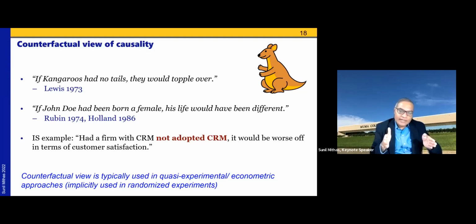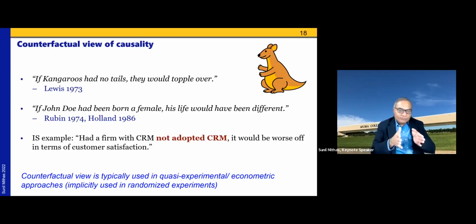Now you will have to imagine a parallel universe in which there are kangaroos. They don't have tails, and maybe you will see them upside down. Then you can say that the causal effect of the tail is in maintaining stability of kangaroos, in keeping them straight, right? A more serious example, which comes from the work of statisticians Rubin and Holland: if John Doe had been born a female, his life would have been different. Here you are thinking about just making a change in the gender of an individual. So you are imagining a parallel universe.